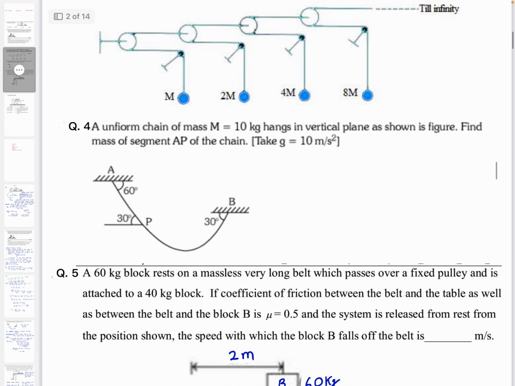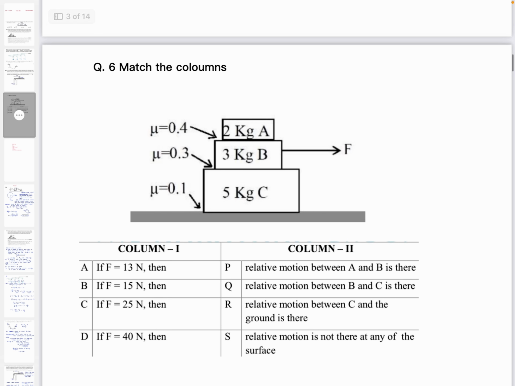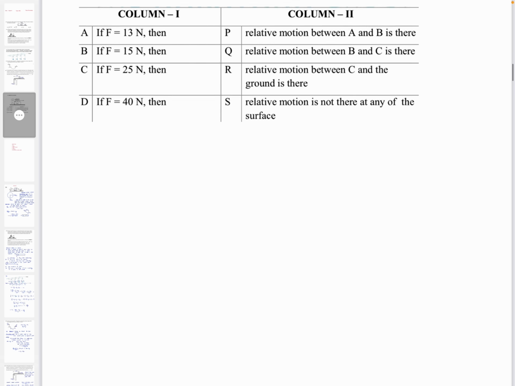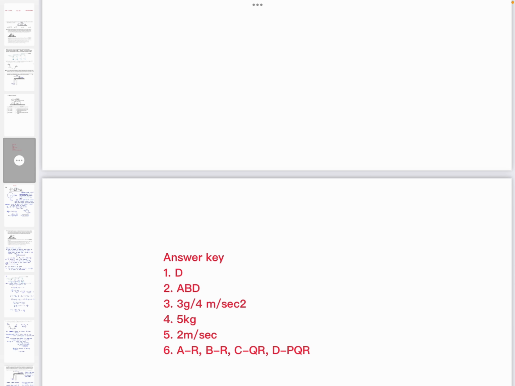Okay, so let's quickly see the answer key. Do the self assessment, see how many marks you are getting. See beta: first, option D; second, ABD; third, 3g by 4 meter per second square; fourth, 5 kg; fifth, 2 meter per second; and sixth is match the column. A matches with R, B with R, C with Q, R, D with P, Q, R.